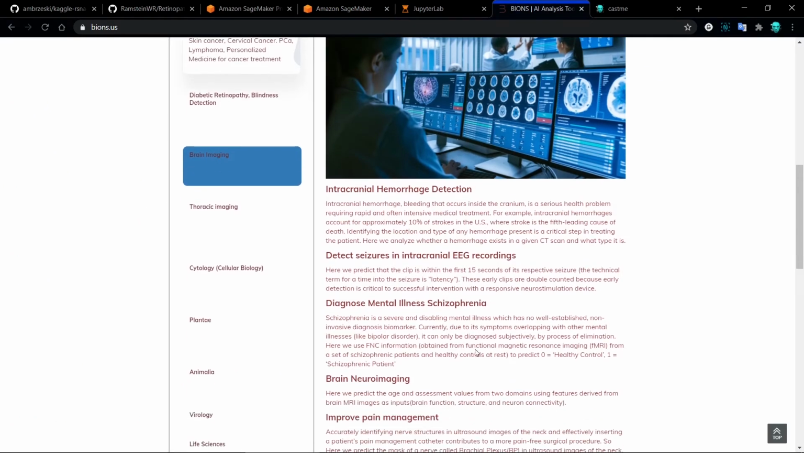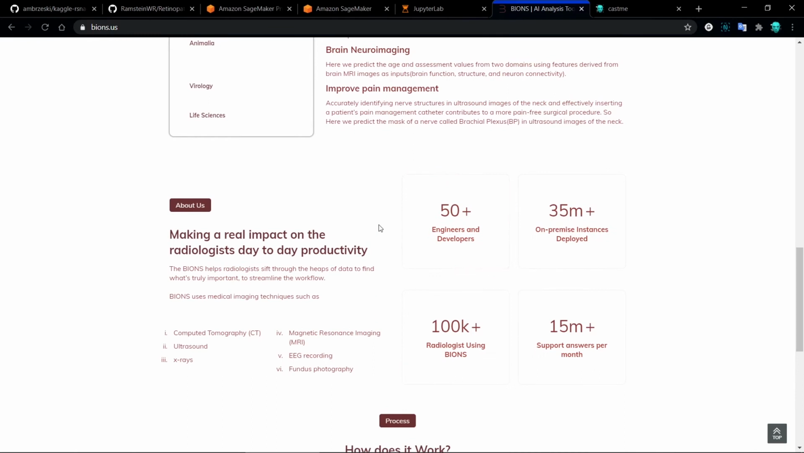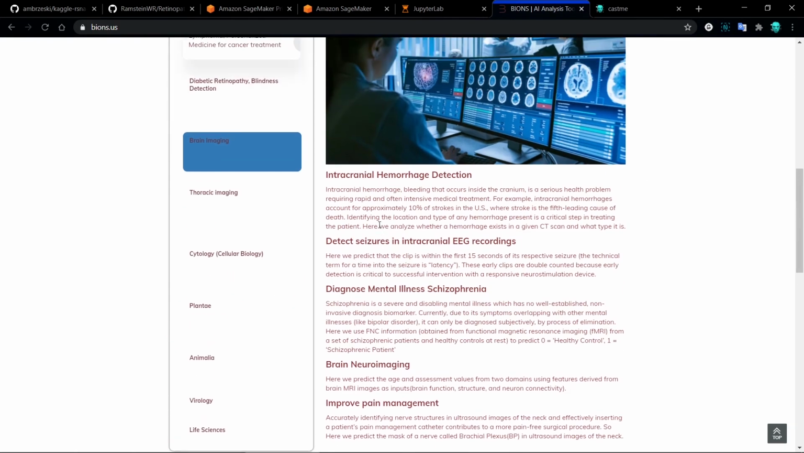Now let's move on to the second problem: detecting seizures in intracranial EEG recordings. So here we predict whether the clip is within the first 15 seconds. EEG recordings are graphical recordings. As you can normally see in the recording, you have already seen this kind of recording, so I don't have to explain that part.